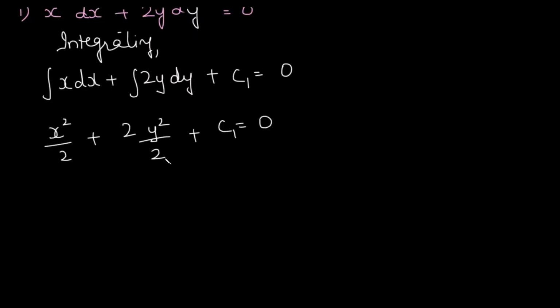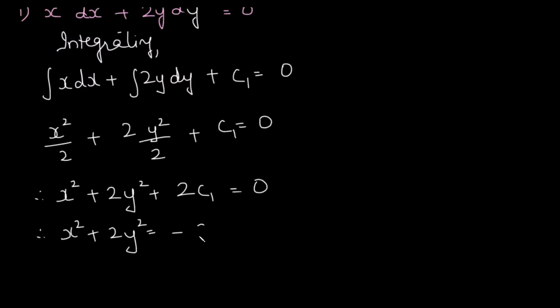So to get the textbook answer, what do we do here? We cross multiply with 2. We eliminate the denominator from here. And therefore we get x square plus 2y square plus 2c1 is equal to 0, because 2 goes that side. 0 into 2 is 0 itself. And therefore we can write x square plus 2y square is equal to minus 2c1.